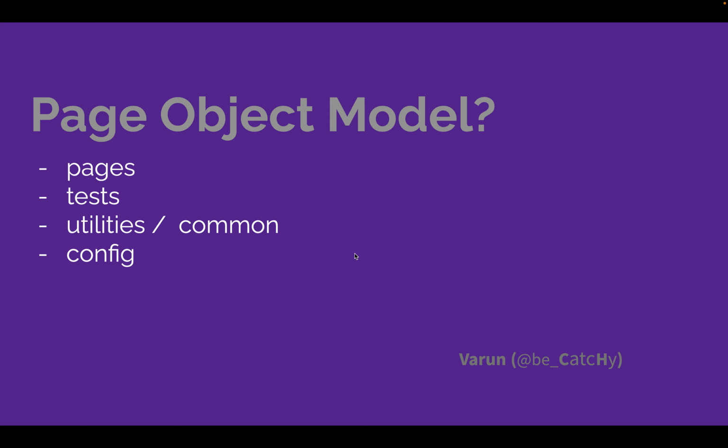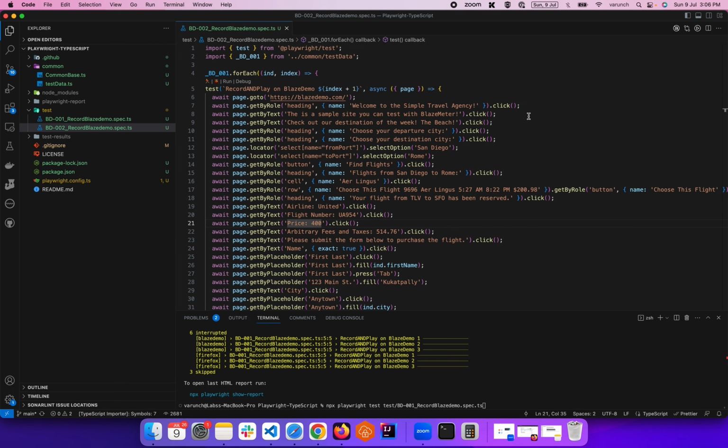Viewers, let's get our hands dirty using the page object model design pattern. For this, we basically need pages as one folder, tests as another folder, utilities as the common folder which we already created, and config as a file. I'll not bother you much here; we'll go into the hands-on and you'll understand.